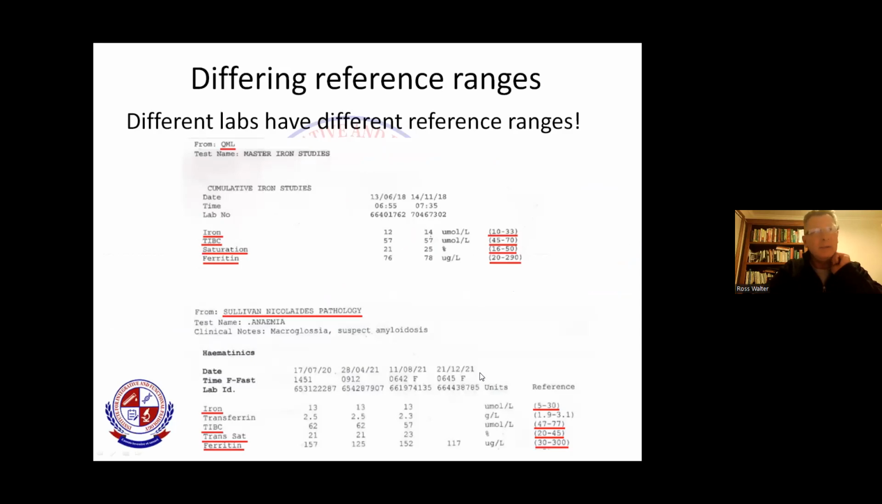And here's an example of a completely different test. This is the iron studies test. This was from the same client, admittedly at different times and using 2 different labs. So these are 2 of the labs that are accessible in Queensland, where I am. So QML is the top one, and then Sullivan-Nicolaides is the bottom set of results. So we're really looking at the differences in the reference range, but the Sullivan-Nicolaides test actually did 5 markers for the iron studies test. The QML only did 4.